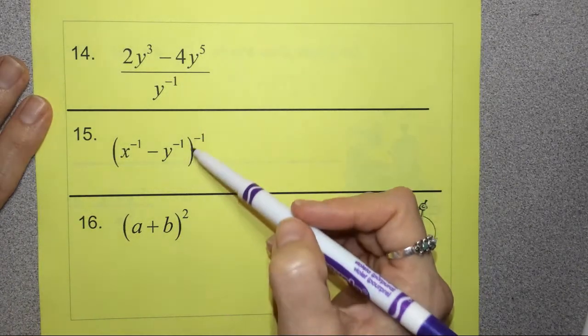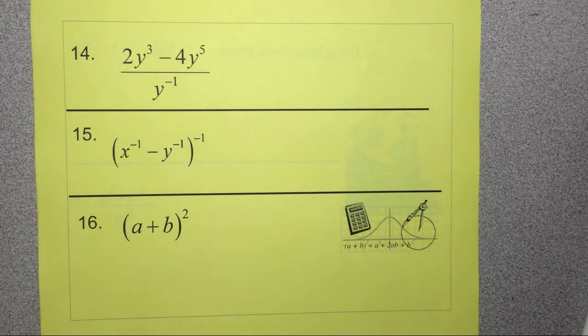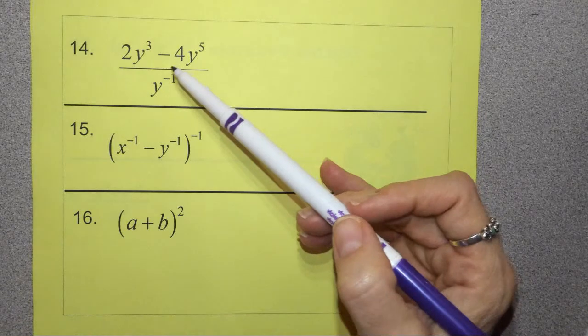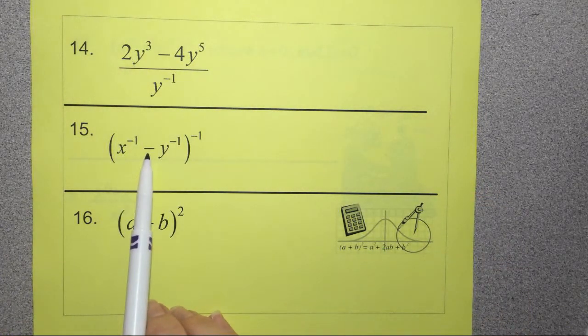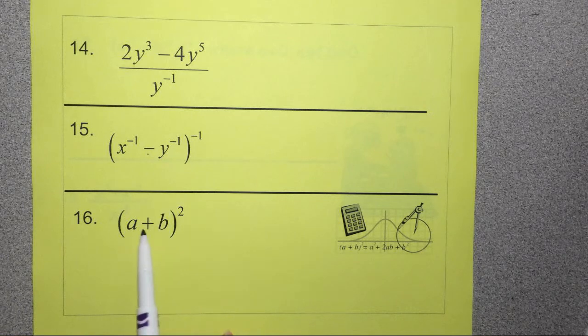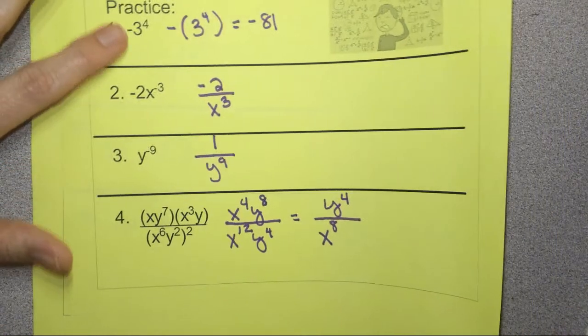Numbers 14, 15, and 16 are all different from the first 13 problems because these 3 problems all have more than one term. And I know they have more than one term because there's a minus sign. So this is 2 terms, there's a minus sign. This is 2 terms, there's a plus sign. This is 2 terms.